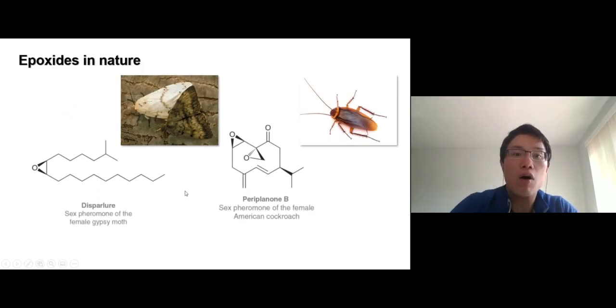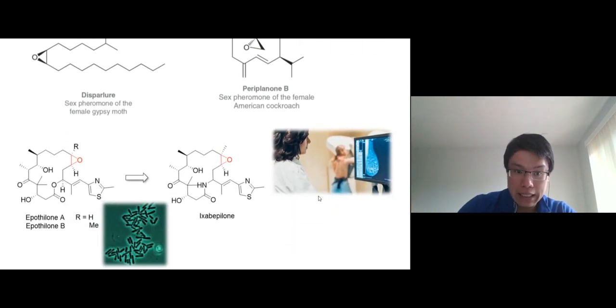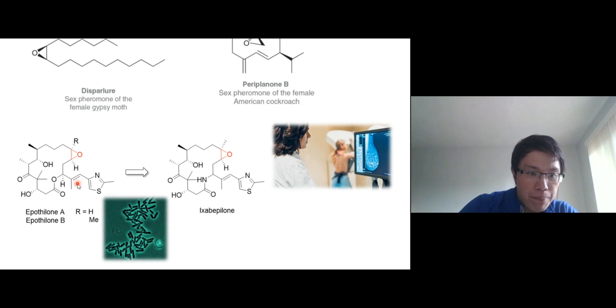All right, epoxides or oxide rings in nature. We have seen them in the sex pheromone of some types of moth, and the sex pheromone of cockroaches. We also have a medicine. This compound, epothilone A and B, is found and extracted from a certain type of bacteria in southern Africa. This guy has an anti-tumor effect, so it inhibits tumors, and because of this activity, it leads to this anti-tumor agent, right?